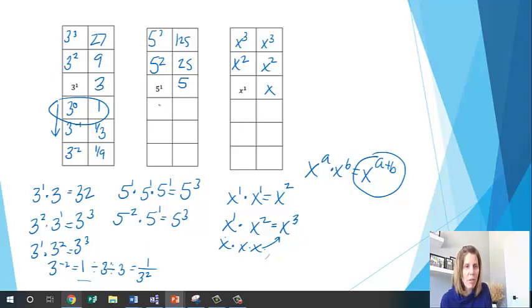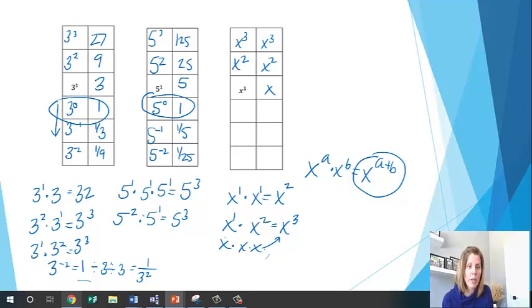For my 5, same thing. If I have 5 to the 0, 5 divided by 5 is 1. So please notice each time, anytime I get something to the 0 power, I do end up always getting 1 just because of what I'm dividing by. Then if I have 5 to the -1, 1 divided by 5 is 1/5. And then 5 to the -2, 1/5 divided by 5 is 1/25.